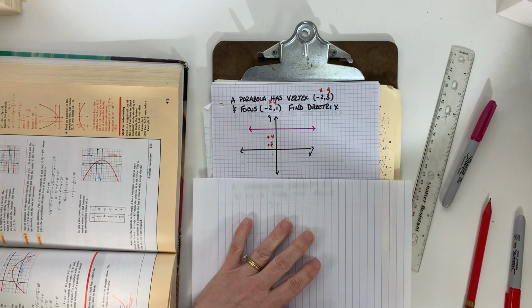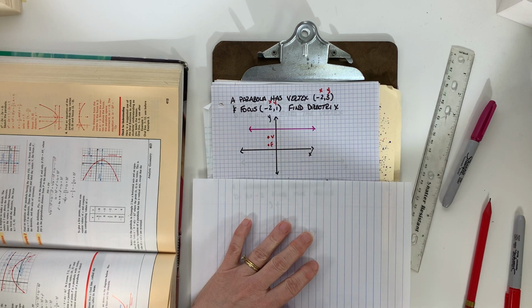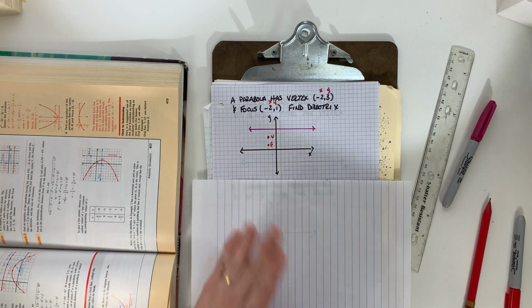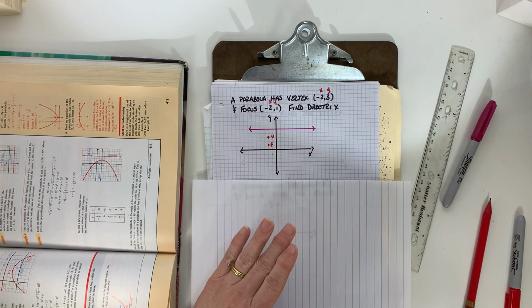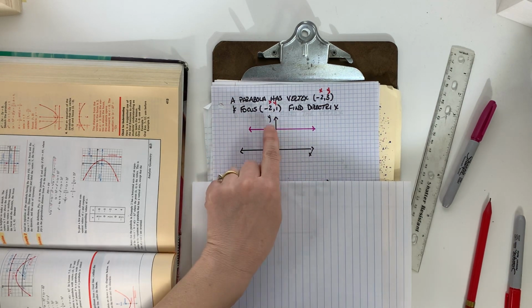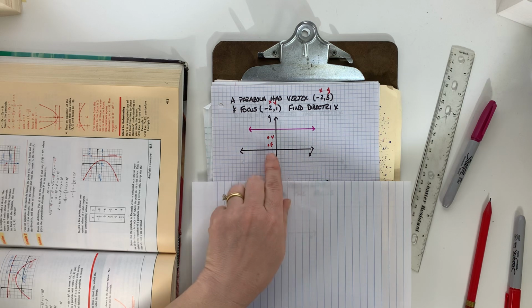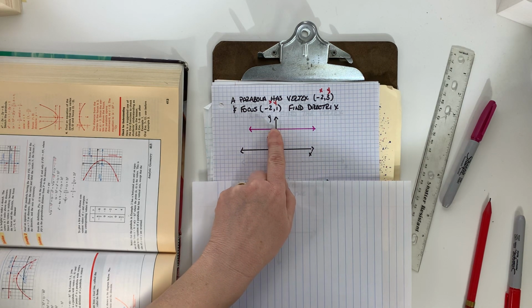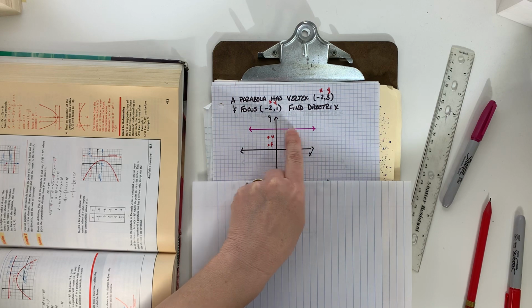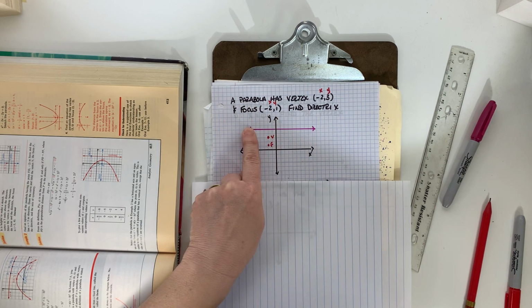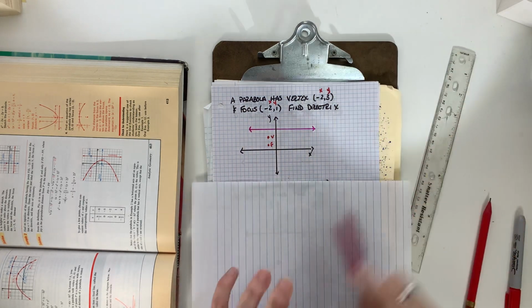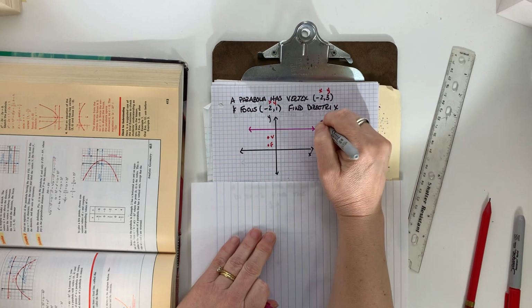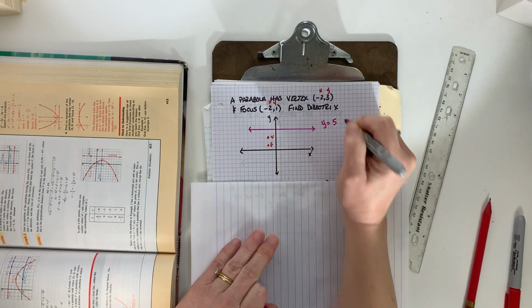All right, so now let's take a look. It says find the directrix. All right, now sometimes I know we're not very good at this. That's why we have to practice. What is the equation for this line? Let's take a look. 1, 2, 3, 4, 5. At this point right here, y is equal to 5. At this point over here, y is equal to 5. So the directrix is y is equal to 5.